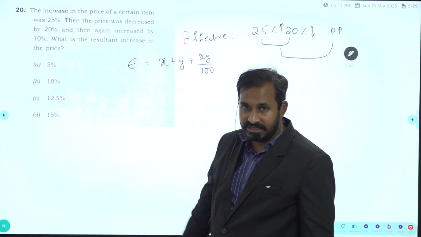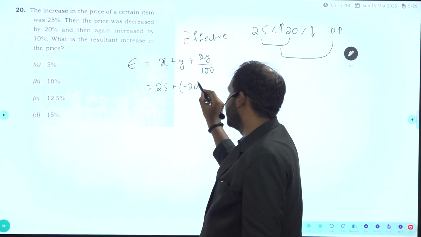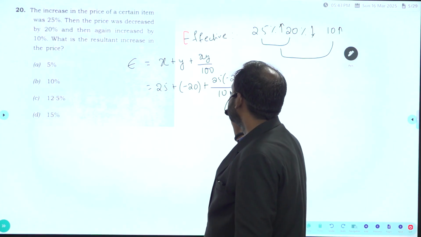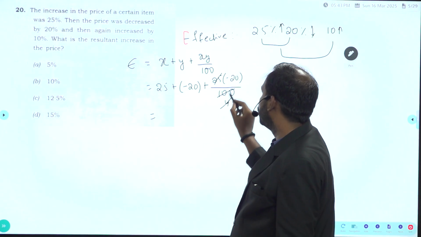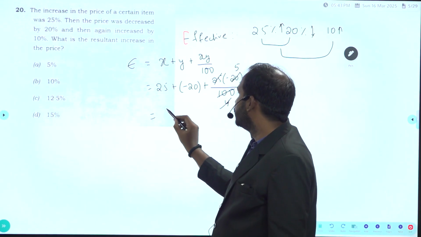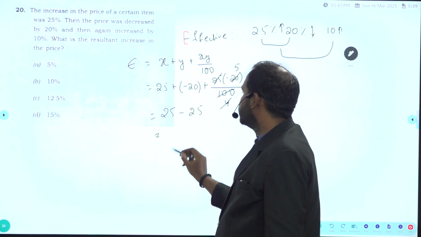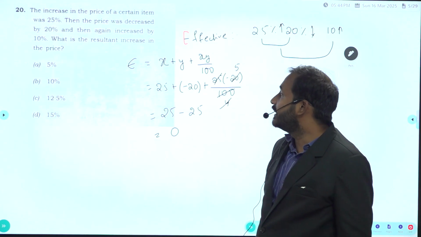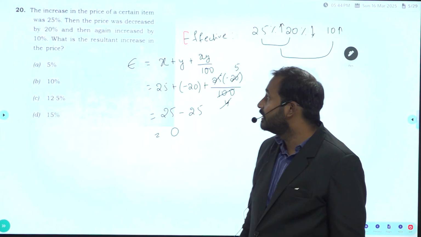Here the price initially is increased by 25% and then decreased by 20%, right? If it is increased, I will take a positive value. If it is decreased, I will take a negative value. So 25 plus minus 20 plus 25 into minus 20 by 100. 25 ones are 25, 25 fours, 4 ones, 4 fives. So what is happening here? 25 minus 20 plus minus 5, it becomes 0. So effectively what happened with the first two values? The change is 0% between the first two changes.